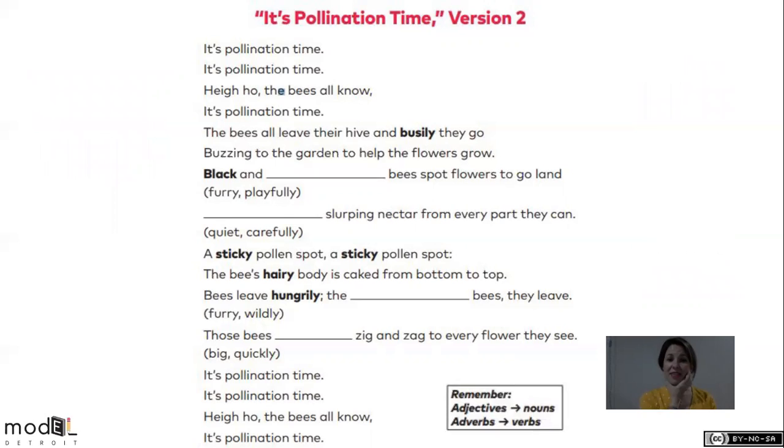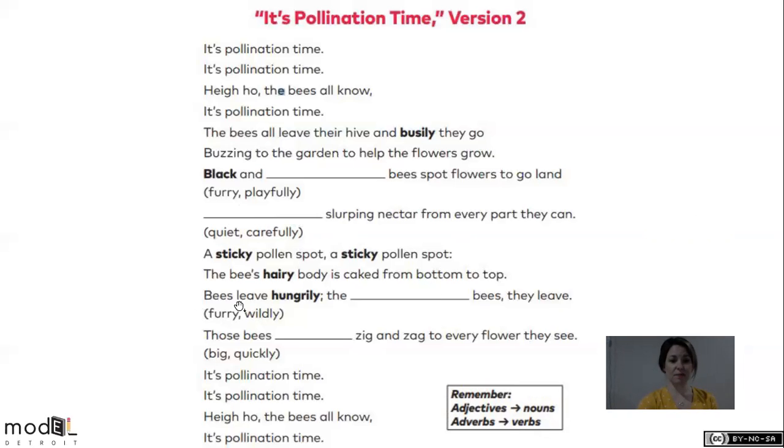So remember that the adjectives describe the noun and the adverbs describe the verbs. So we were filling in with adjectives because we're talking about the noun. So black and furry describes the bee's body. So that describes the noun, the bee. And then right here, we're talking about an adverb because slurping is the verb. It's the doing.